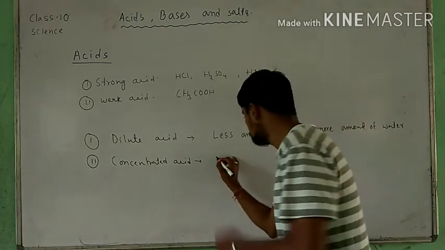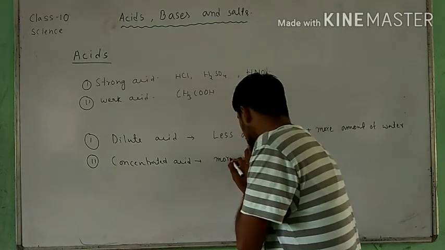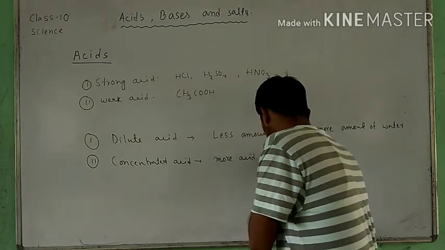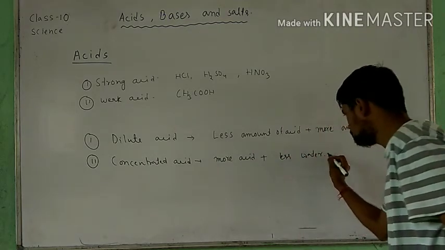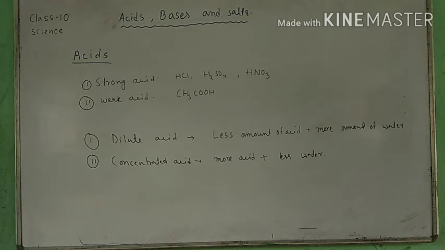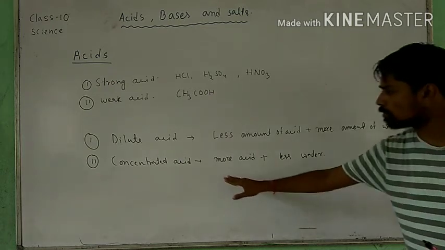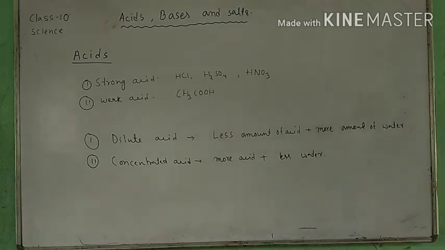And if there is more acid and less water, then it is known as concentrated. If the amount of acid is low, then it is known as dilute acid, and if the amount of acid is high, then it is known as concentrated acid. So these are the classification and types of acid, and we have also discussed the properties.